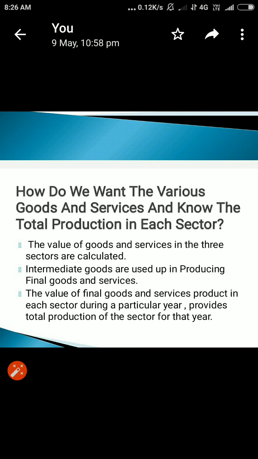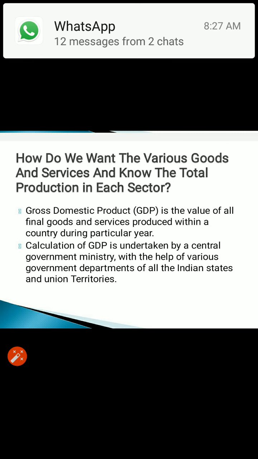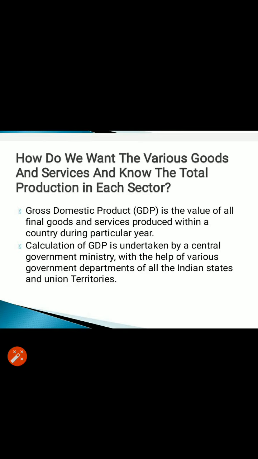For example, by counting the value of the biscuit, we will also get the value of the flour from which the biscuit is made and the value of wheat from which flour is made. Therefore, biscuit is the final good and its value will only be counted to find the production level. The value of intermediate goods is already counted there, so we will not count these intermediate goods. The final good like the biscuit we will count as GDP.